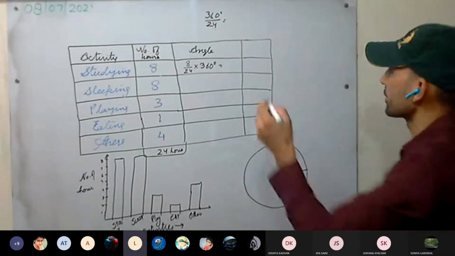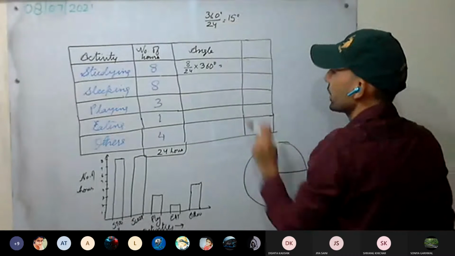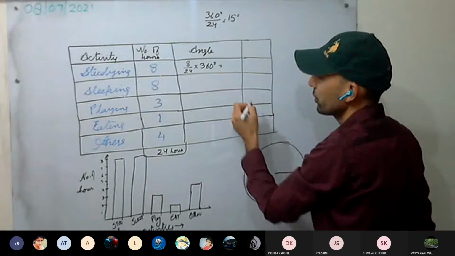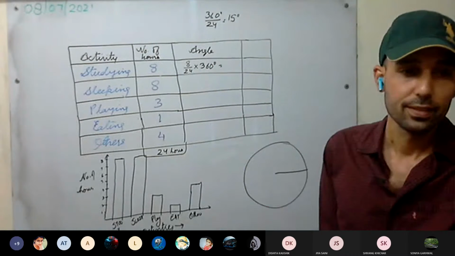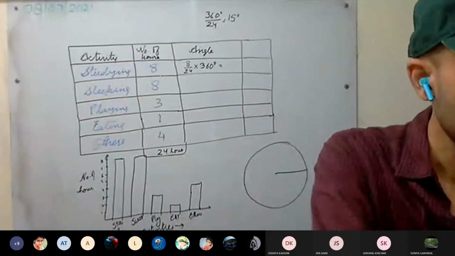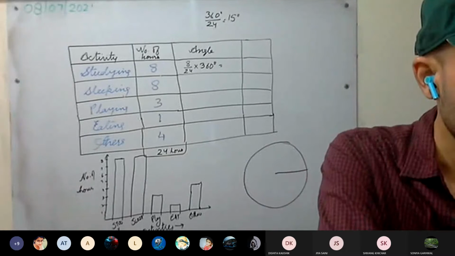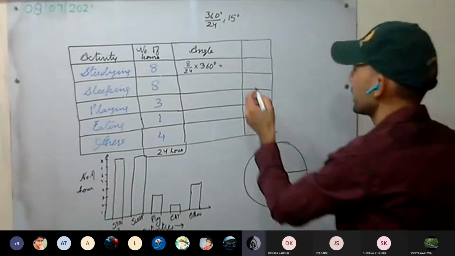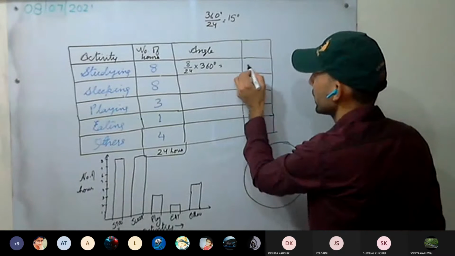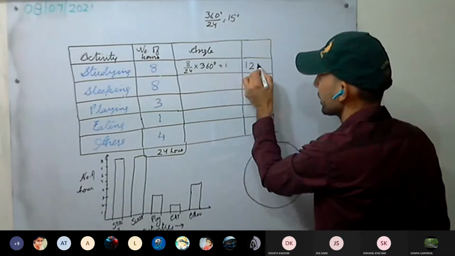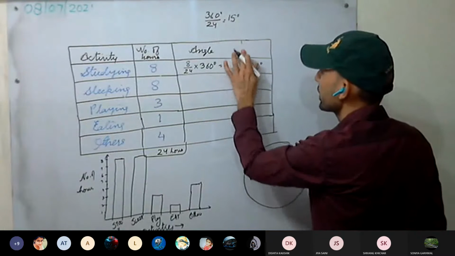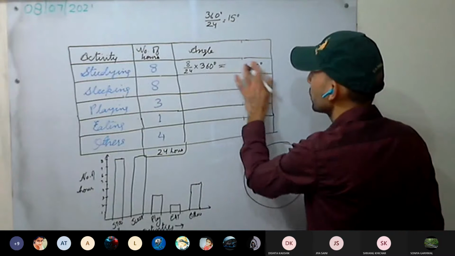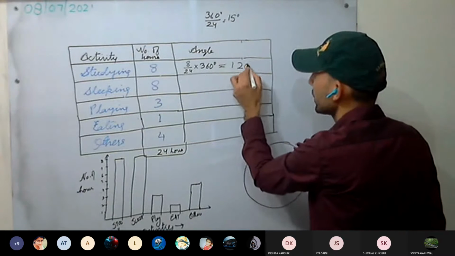15 degrees? 15. Okay. So multiply it with 8. Multiply 8 with 15. How much will it be? So 120 degrees. So this angle we are getting is 120. You can write it here or you can write it here, no issues. Angle equal to 120 degrees.